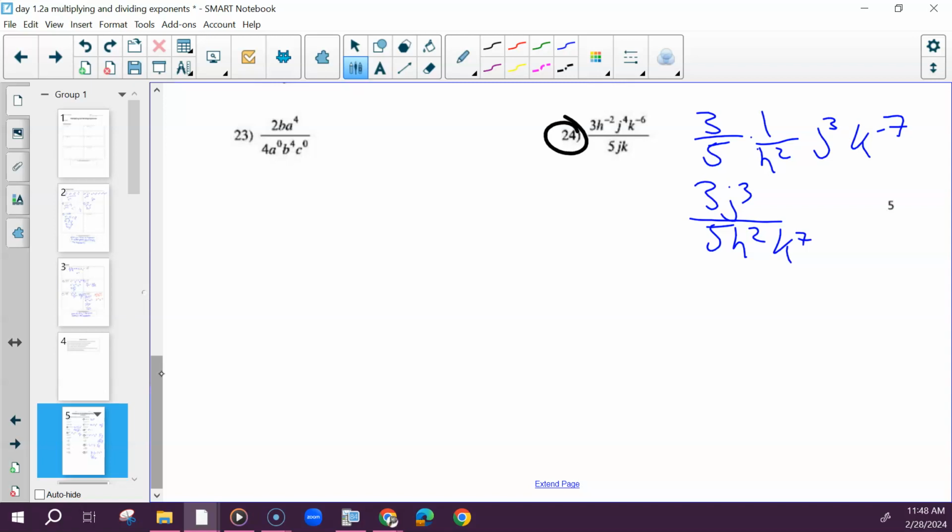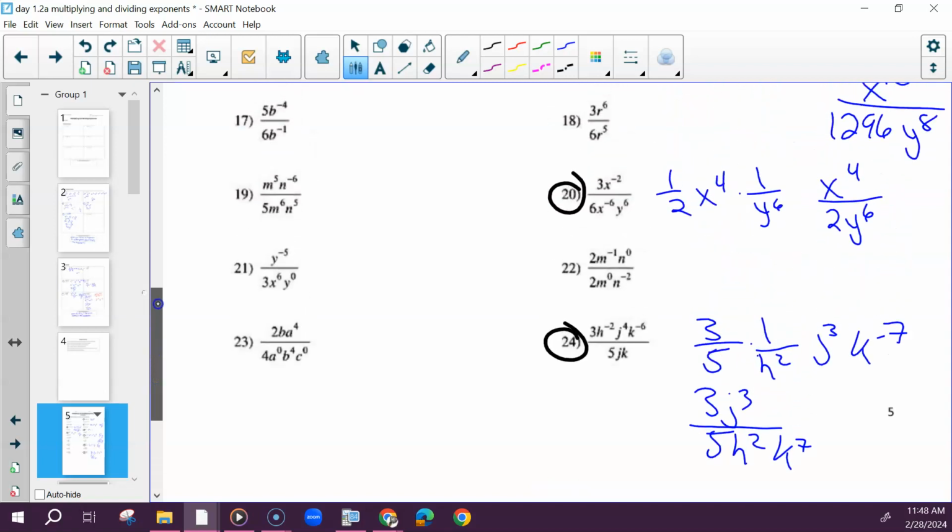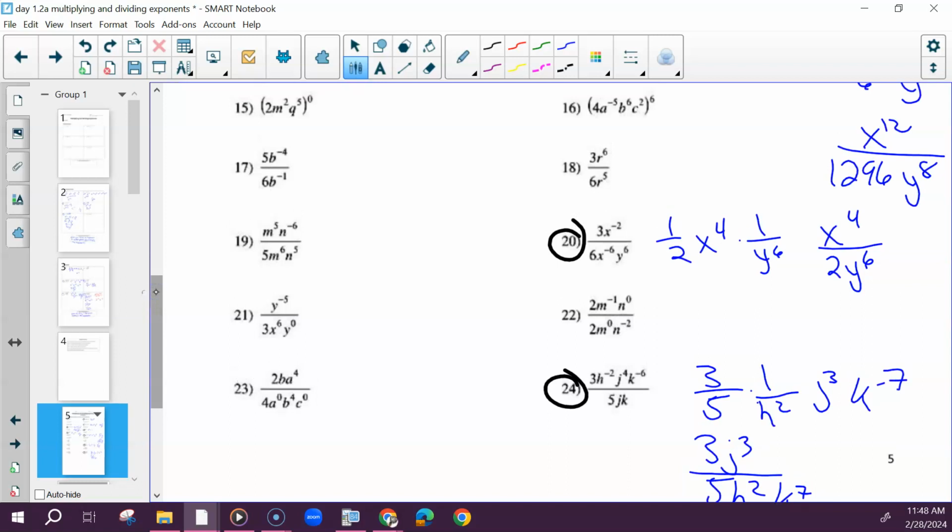18. Similar to 20, the 3 divided by 6 would give us 1/2. If we subtract the exponents, that would just be r, or r to the 1st, and that's going to go in the numerator, condense it. So it can be r over 2 or 1r over 2, either or.